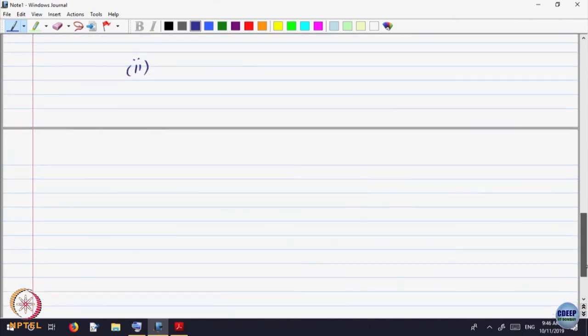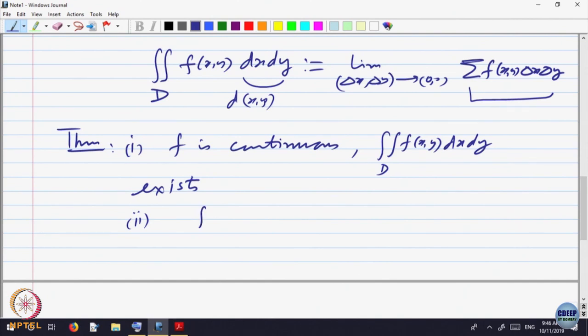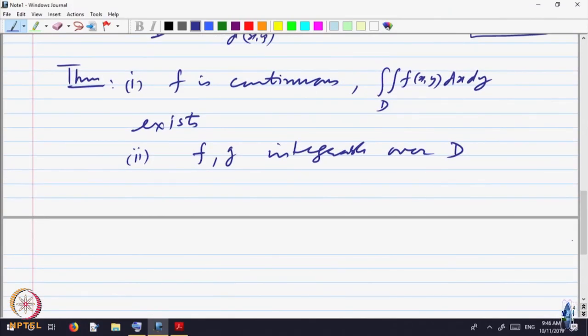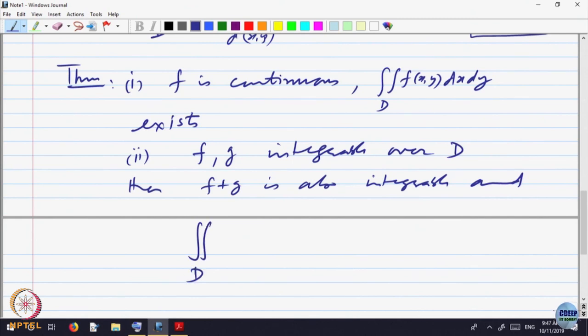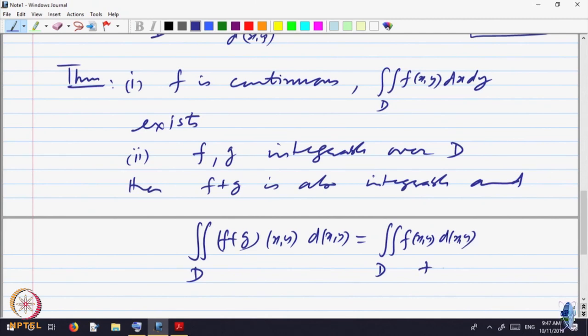Let us write something more. It is a linear function. If f, g are integrable over a domain D, so all those properties are very much there which are for one variable, then f plus g is also integrable, and the double integral over D of (f plus g)(x,y) dxy is equal to the double integral of f plus the double integral of g. This is the linearity property. Basically, what we are saying is the integral, like in one variable, is linear.